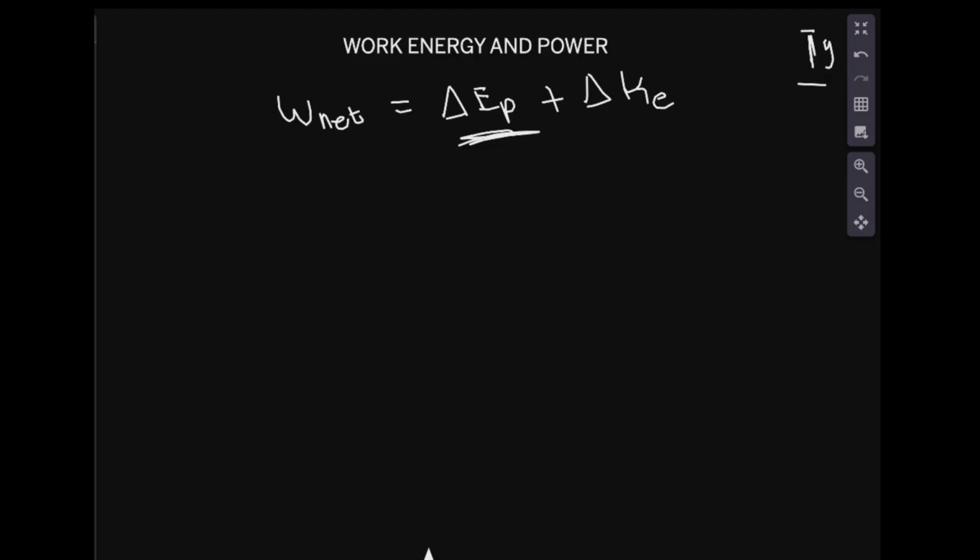And W net basically would be the work done by obviously all of the forces combined, but what would be left over would be those non-conservative forces.